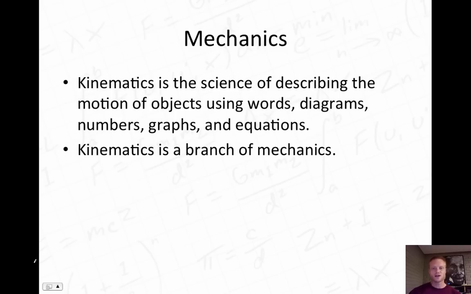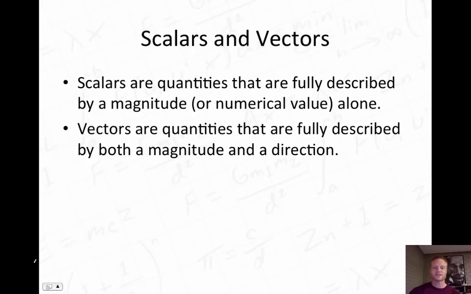So we're heading into a unit of physics called mechanics, and kinematics is a component of mechanics. Basically, it's the science of describing motion of objects. Kinematics is all about movement, and the way we describe motion of objects is through words, diagrams, numbers, graphs, and equations. We're going to use a variety of methods of learning kinematics.